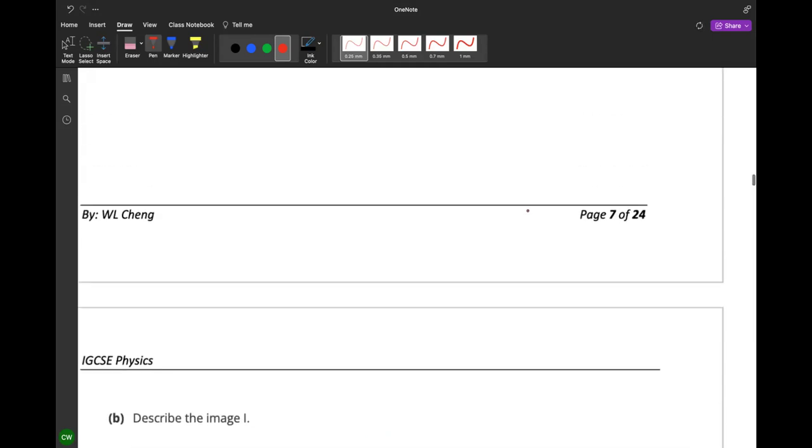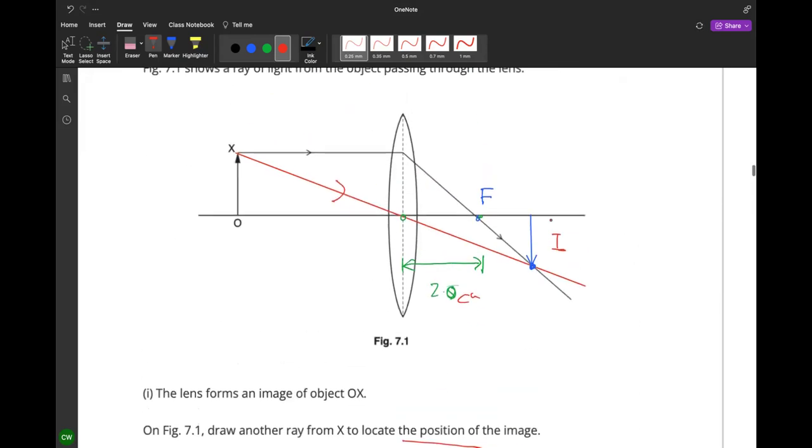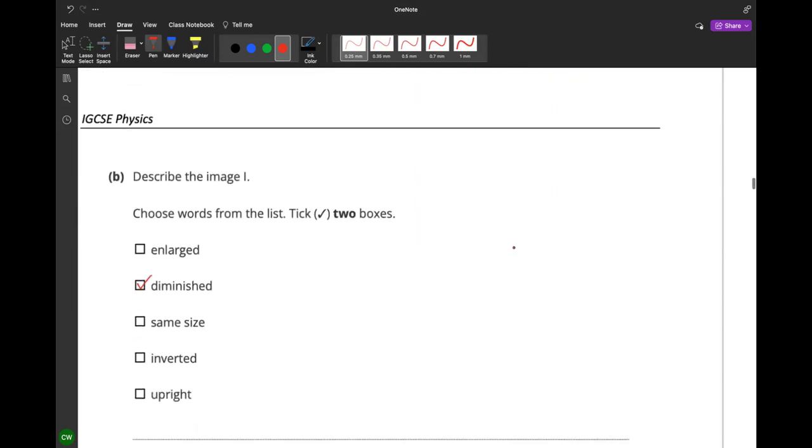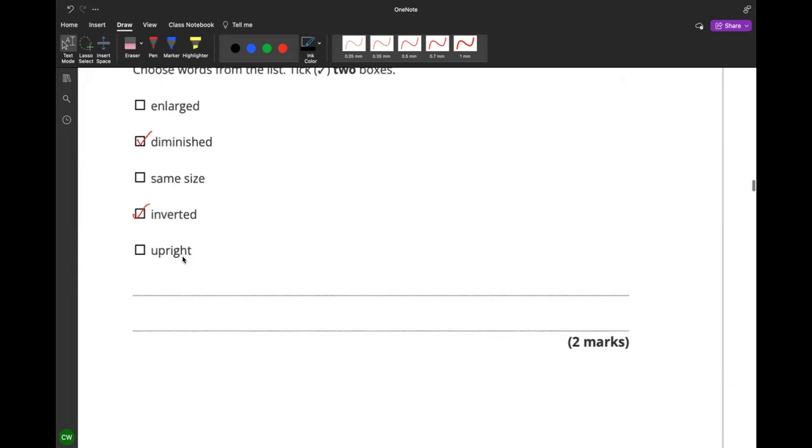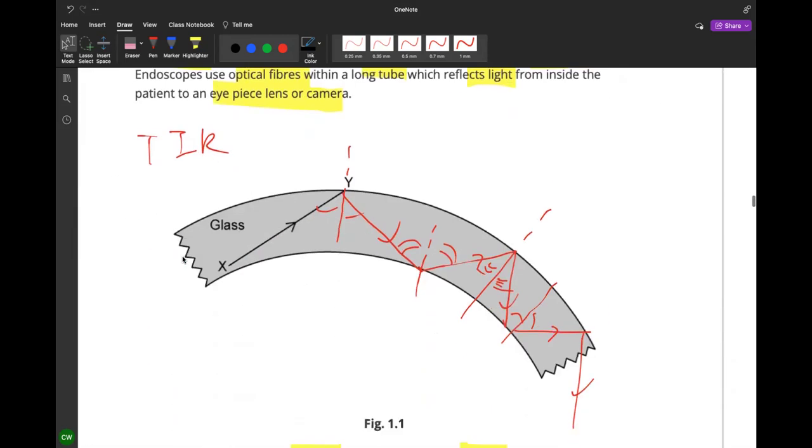Inverted or upright? What do you call this? Going down, it should be inverted. Okay, inverted. So tick on inverted. Any problem? So just compare the size and see the arrow. If the size is smaller, it's called diminished. If the arrow is pointing down, it's called inverted. That's all. Okay? Inverted and diminished.